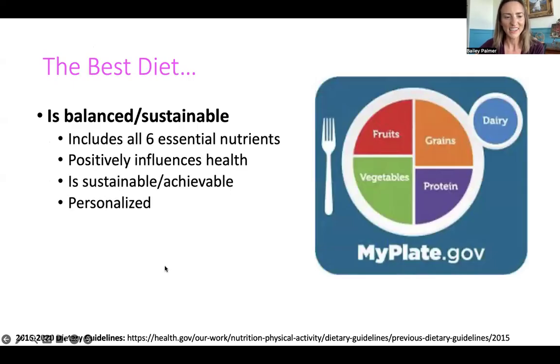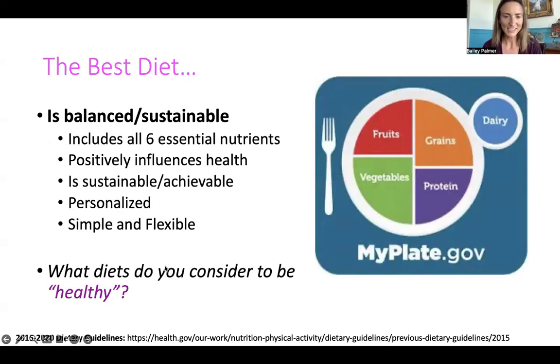Let's talk about the best diet. The best diet is probably not what you think, and it's something that we can turn into something individualized and customized for everybody. We do know that it includes all 6 nutrients. We don't want an elimination diet unless you have an actual health problem where you need to eliminate something. Fine. But we need to include all of the nutrients.